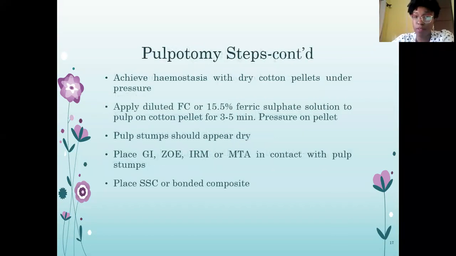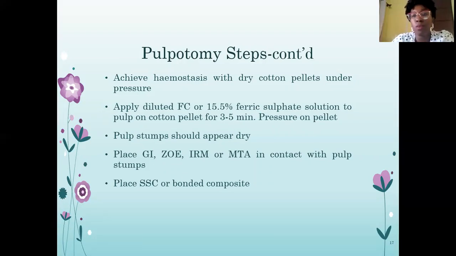Thereafter, start to achieve hemostasis with dry cotton pellets under pressure. Some sources will say use wet cotton pellets that you have soaked in normal saline, or irrigate with normal saline and then apply pressure with a cotton pellet. At that point, you should have a nice clean floor. You can see a nice clean floor and just the orifices of the canals that you expect to see in either your molars or even your anteriors.